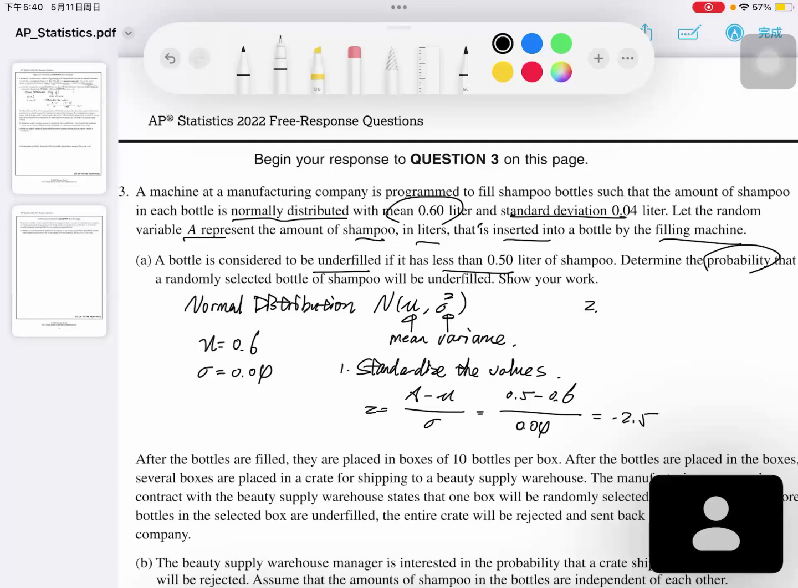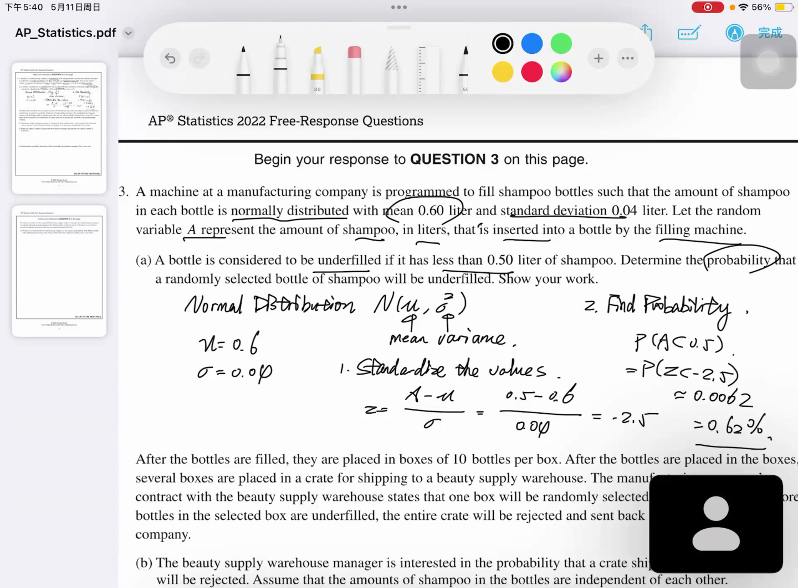Then we need to find the probability. So we need the probability that A is smaller than a half, which equals the probability that Z is smaller than minus 2.5. We can look at the table and see the value is 0.0062. So the probability is 0.62%. That's the end of problem 3A.